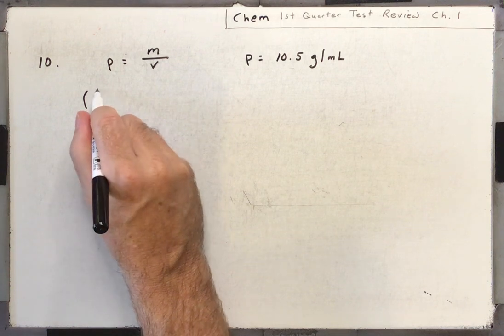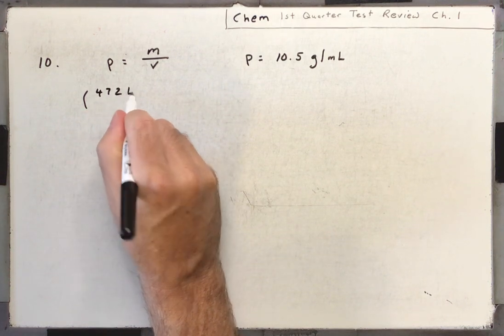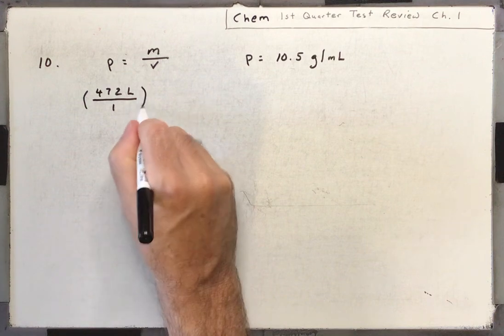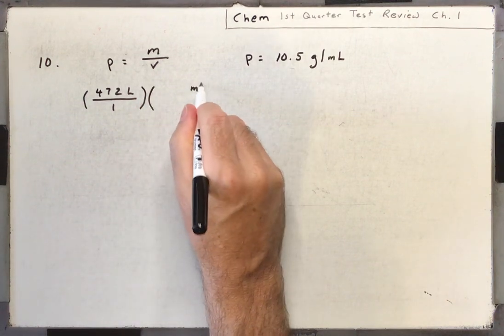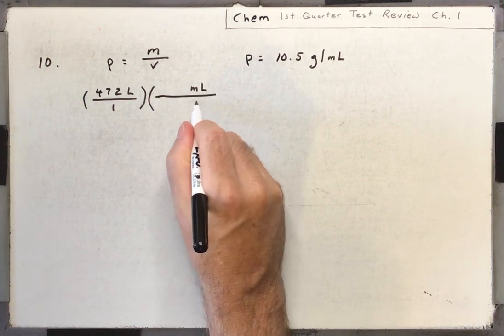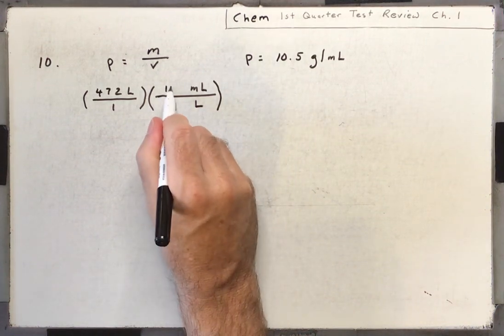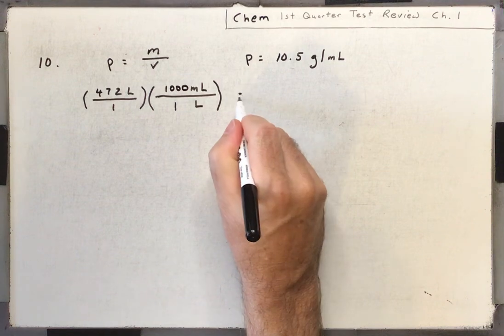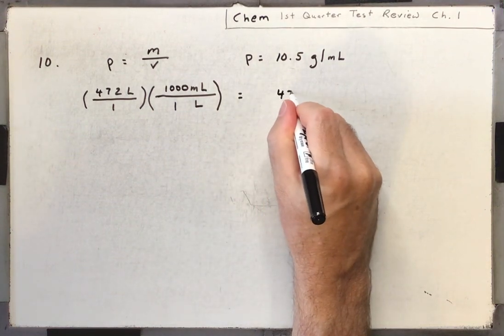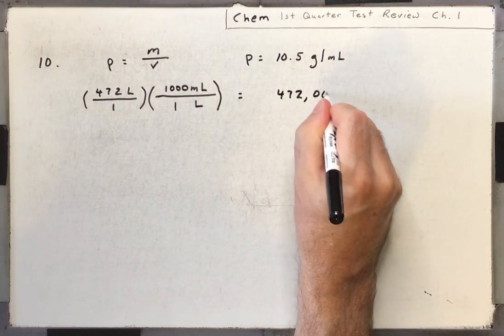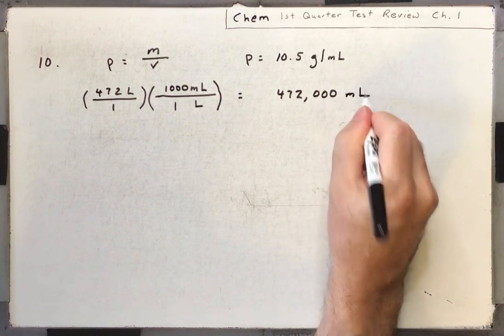So we've got 472 liters. We're going to put that over 1. Convert that to milliliters. Cancel liters by putting it on the bottom. Liter is bigger, and we've got 1,000. So that's going to be 472,000 milliliters.